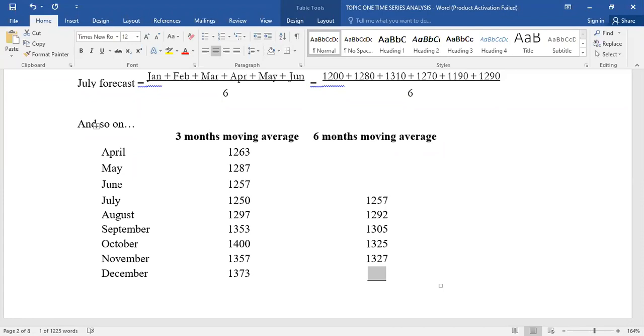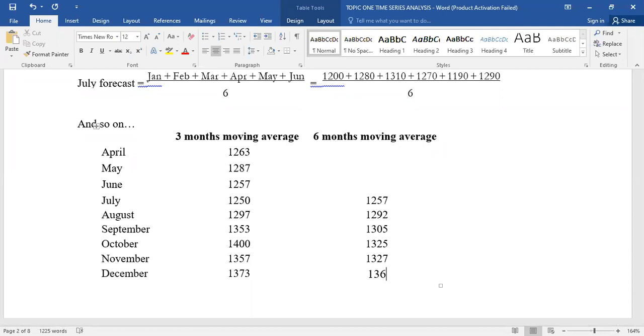I remind people you won't be useful in this class if you don't have a calculator. 1363. Wonderful, 1363. So there we are.